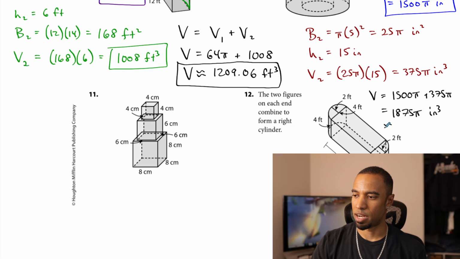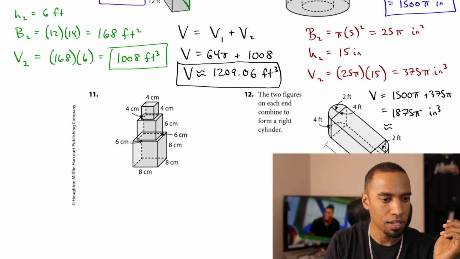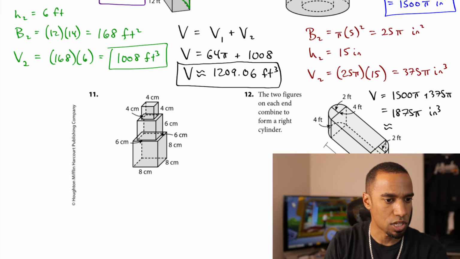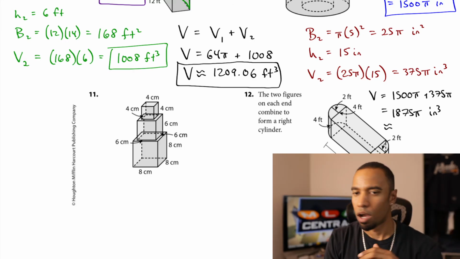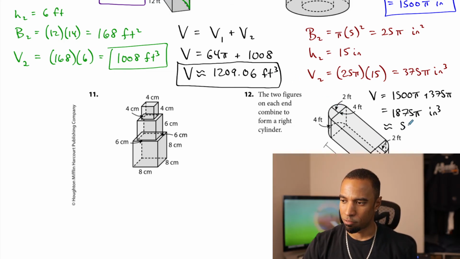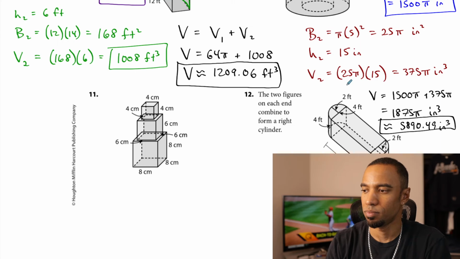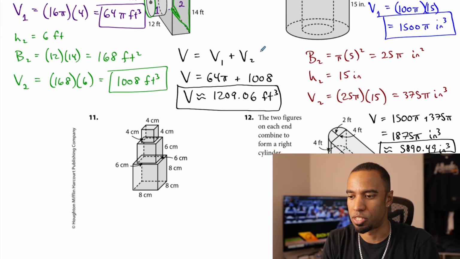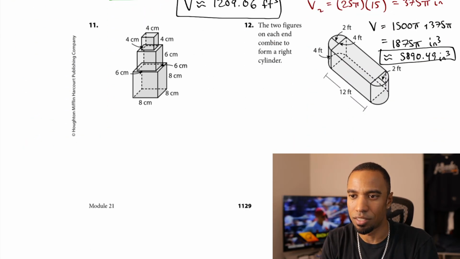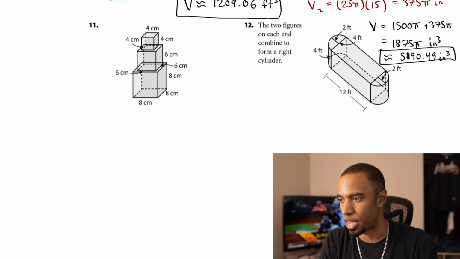As an approximated answer, sorry for leaking it into there, hopefully you can take my word for it, I'm computing this one, 5890.49 cubic inches. There we go. All right, that was for number 10. I got two more composite figures here, and then we're set to jet.